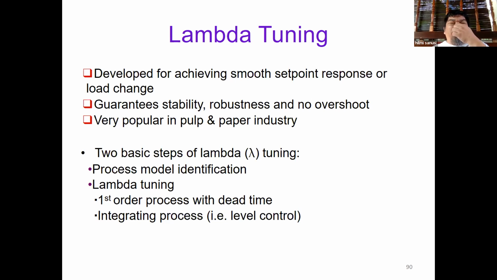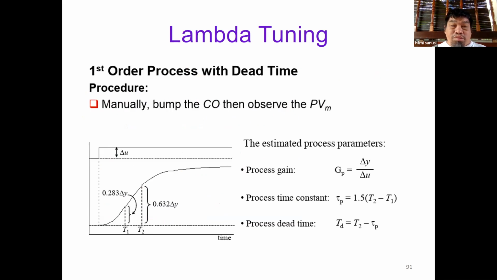Ini ada satu student saya buat untuk satellite. Okay, so this is lambda tuning. The lambda tuning is also based on the ratio of your dead band dengan your rise time. So dia ambil rise time dia daripada 0.283 dengan 0.632. So this is the T1 dengan T2. So this is dipanggil process time constant.